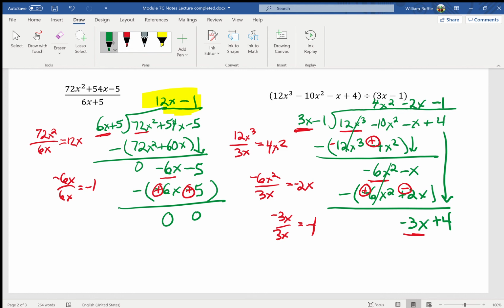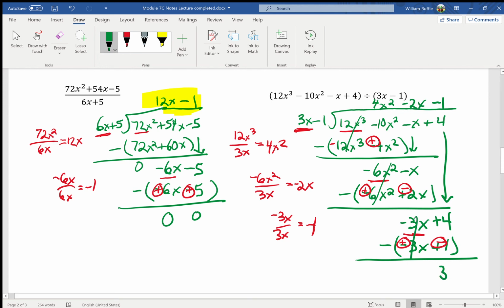Negative 1 times 3x is negative 3x. Negative 1 times negative 1 is positive 1. But again, remember, I subtract both. So now this negative 3x is now a positive, and this positive 1 is now a negative 1. So negative 3x plus 3x cancels. 4 plus negative 1 is 3. So I have a positive 3 remainder. So this is the remainder. So what I do is I write out, since it's positive, I write plus 3 over what I divided by, 3x minus 1.